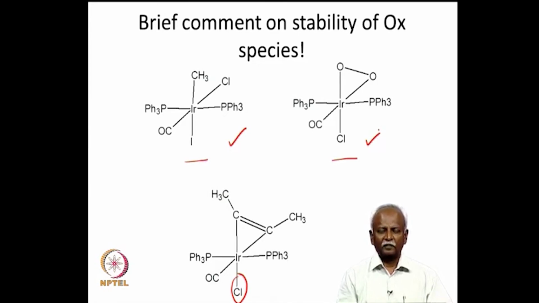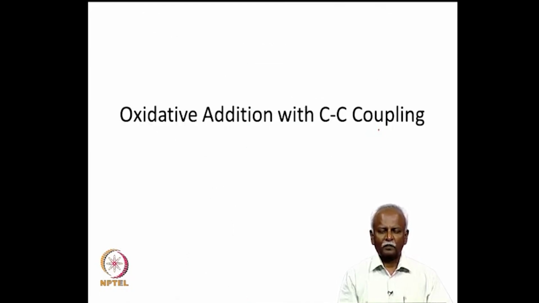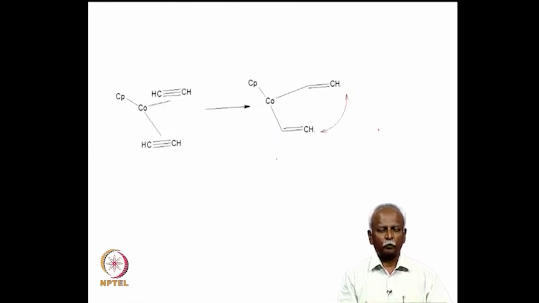So, this is apparently a disadvantage for oxidative addition, but nevertheless, it allows for many catalytic cycles to take place, and that is what we are going to take a look at in this lecture. So, oxidative addition with carbon-carbon coupling is a special case where you have the oxidation taking place with concomitant formation of a carbon-carbon bond. Let us take a look at exactly how this happens.